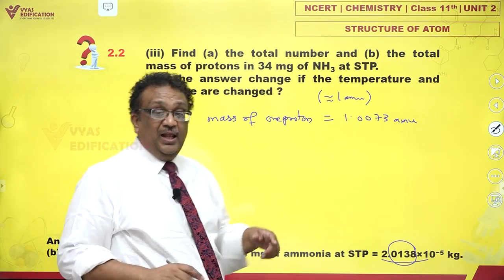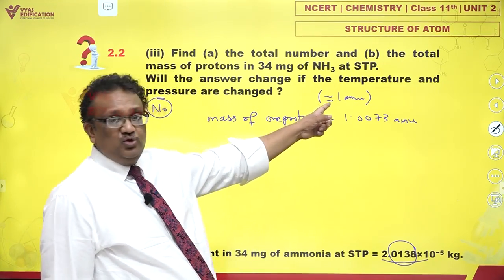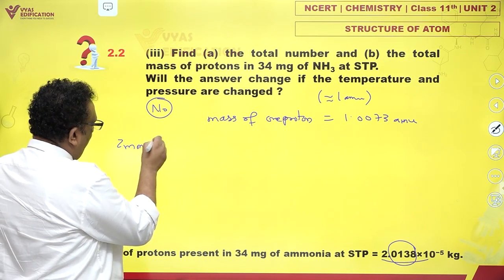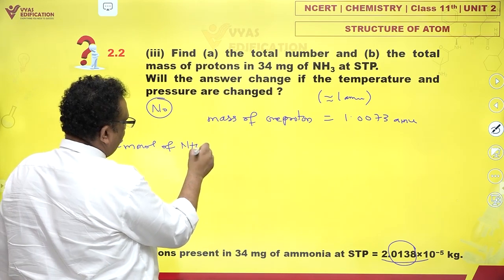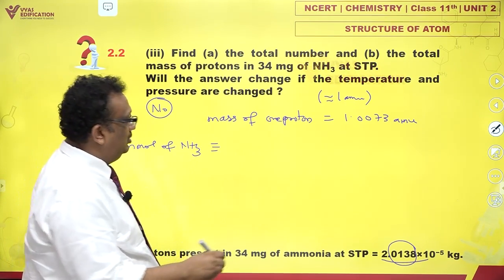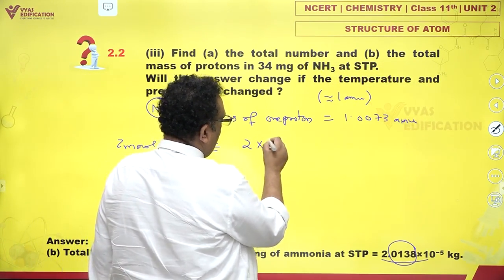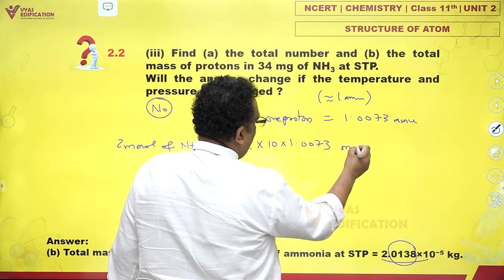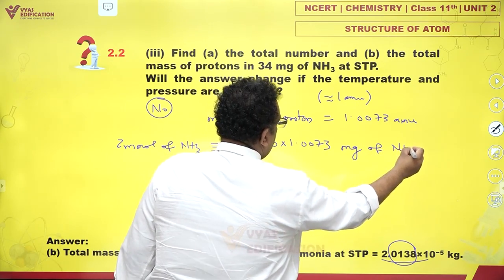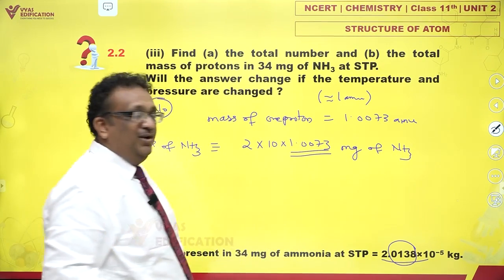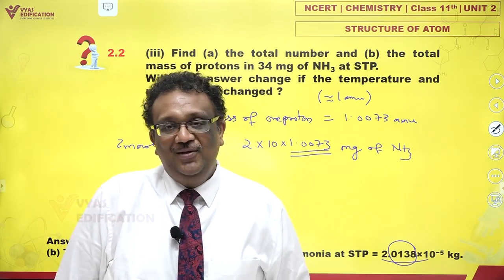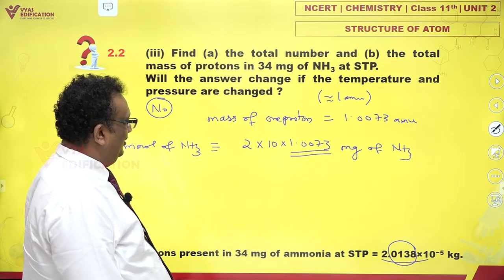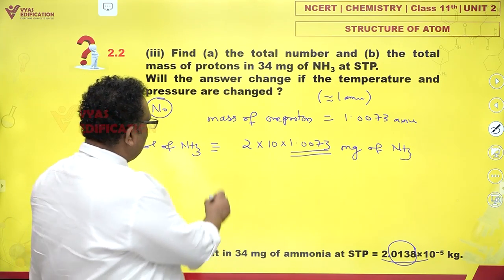So let me recalculate in a more accurate fashion. Wherever we used 1, now we had 2 millimoles. 2 millimoles of ammonia will correspond to 2 into 10 into 1.0073 milligrams of ammonia. So our answer gets multiplied by 1.0073. So that small 0073 gives me additional accuracy. So how much does that come out to be?